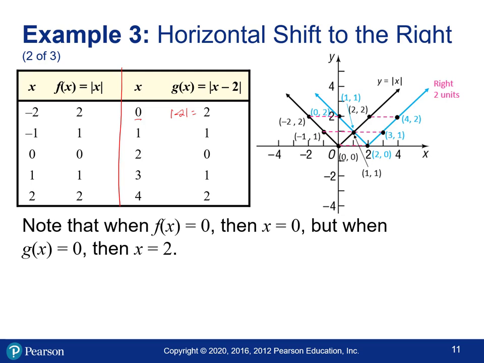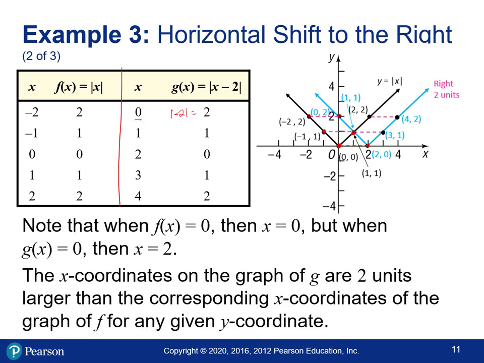Or, I mean, since you can't literally do that, what you do is you just take every point on the original graph and you move each point one at a time over to the right 2 units. You just do that for all of them, and you'll get your new graph. And so the x-coordinates on the graph in this example are just 2 units larger than the x-coordinates on the original function's graph for the same y values.